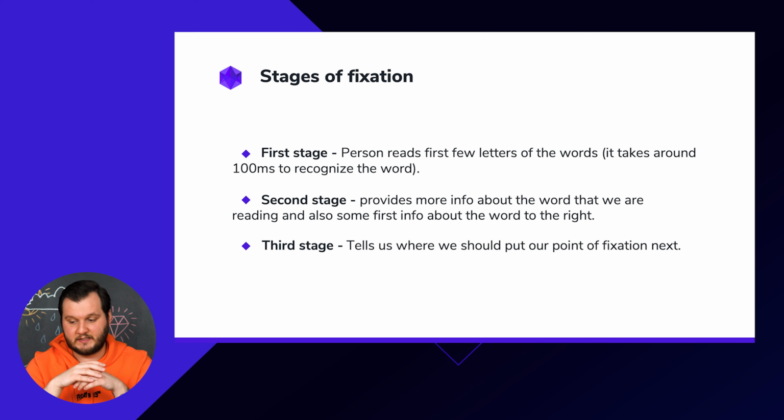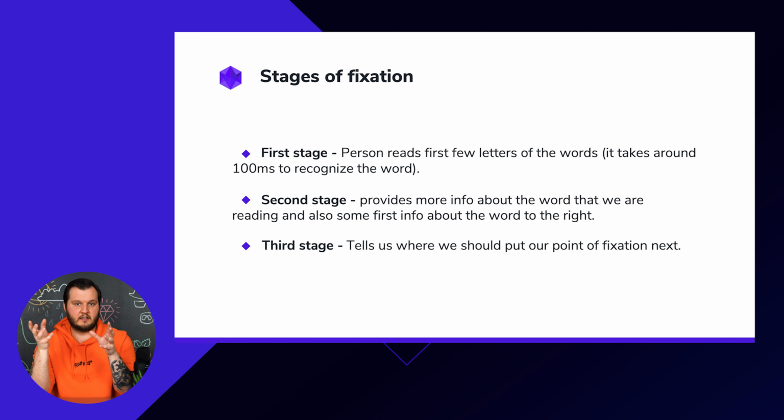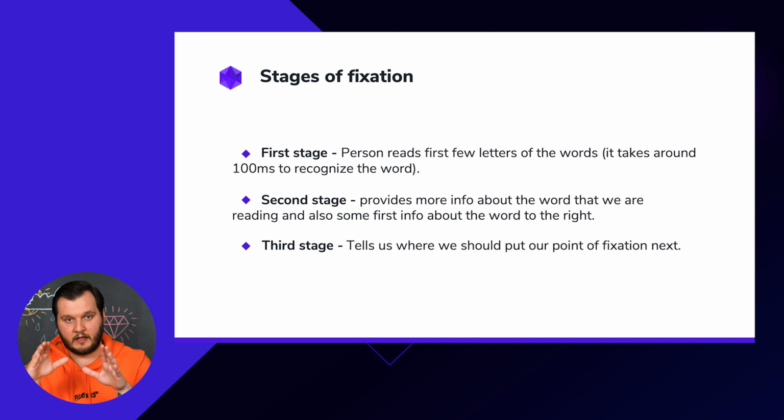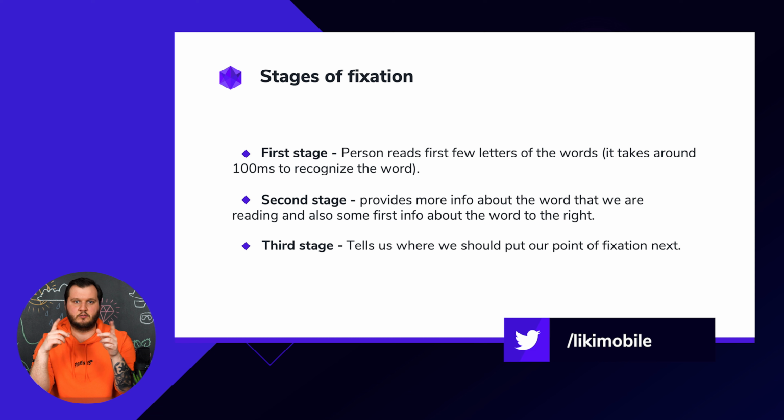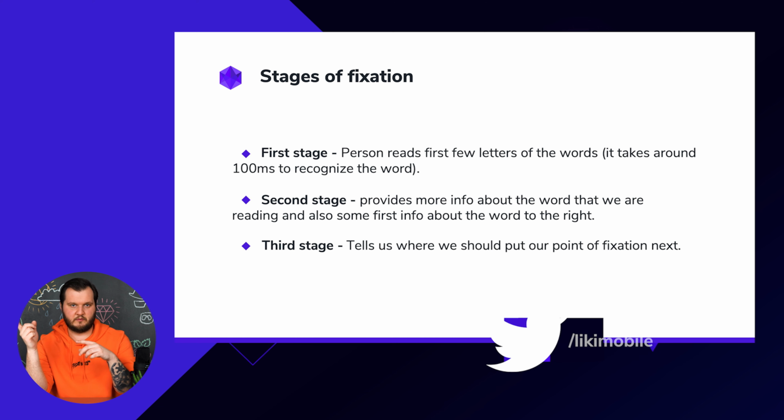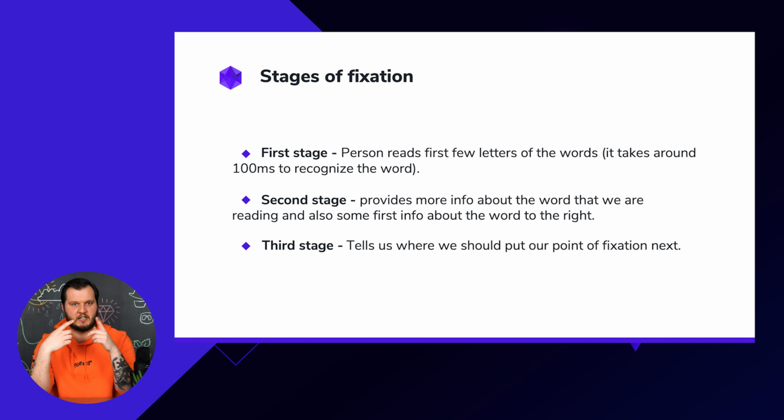Then we go to the second stage, which provides more info about the word that we are reading and also some first info about the word to the right. It obviously takes time after the first stage, and during the second stage our brain processes the word and we recognize it: okay, I know what this word is. It's the same as when you go to school and you know everyone. If you know everyone, you don't pay that much attention because you recognize everyone much quicker. If you don't know anyone, you take much more time because you need to recognize everyone and remember them.